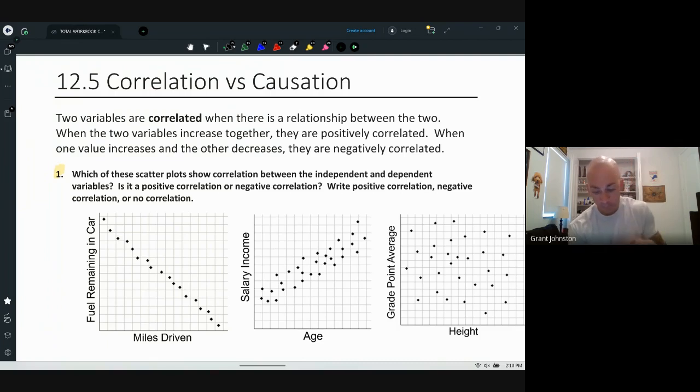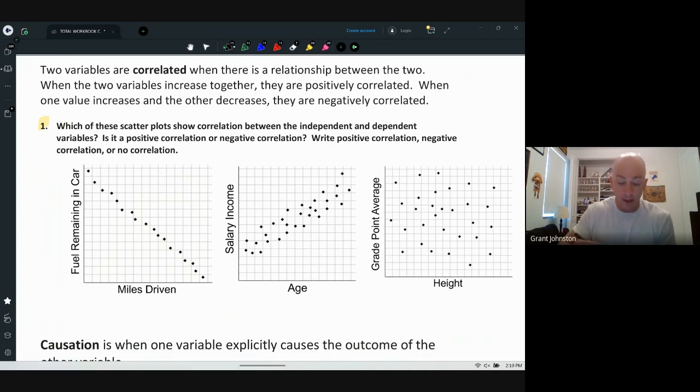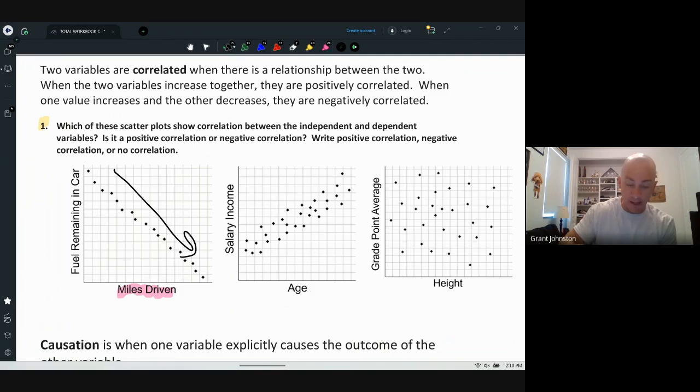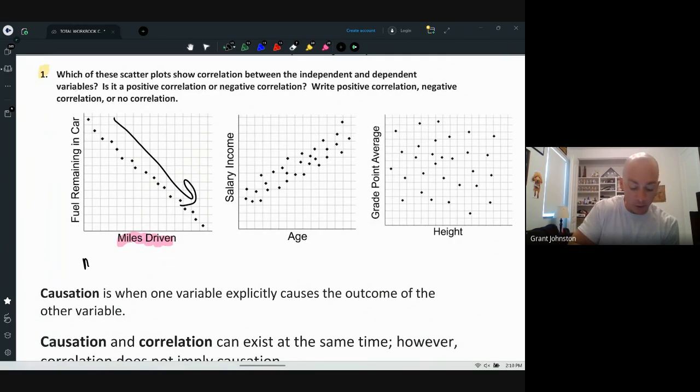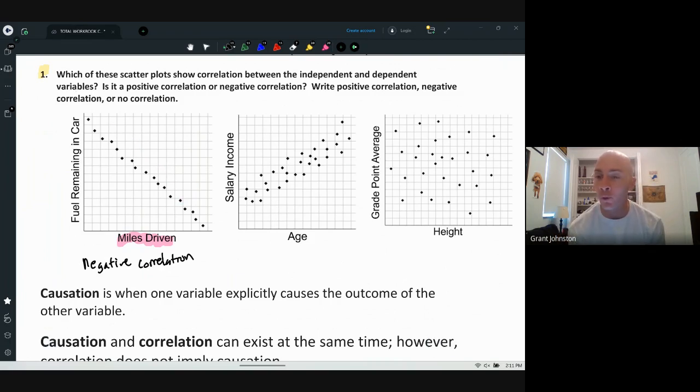Okay, so if I look at this first scatter plot, I have fuel remaining in a car and miles driven. These are the two variables. And if you look, as the miles driven goes up, as we go this way, the fuel remaining goes down. So this is a negative correlation. And it's quite strong, actually. Look how close the dots are together. And it should be, right? The more you drive, the more fuel is going to be expended, and you're going to have less and less. So there's a negative correlation there, and that makes sense.